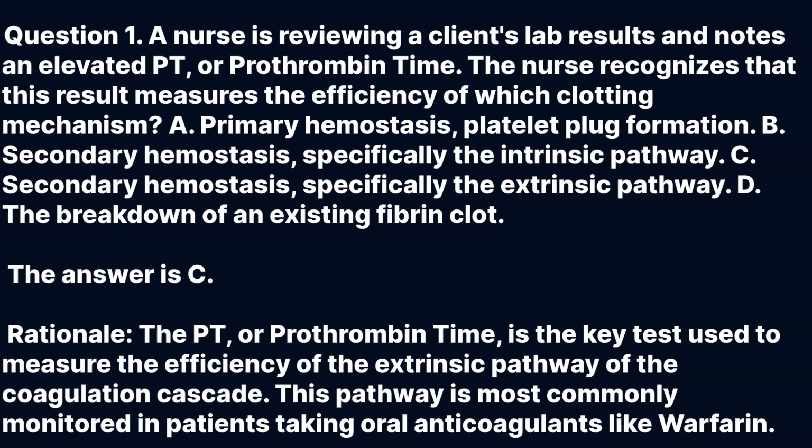A. Primary hemostasis, platelet plug formation. B. Secondary hemostasis, specifically the intrinsic pathway. C. Secondary hemostasis, specifically the extrinsic pathway. D. The breakdown of an existing fibrin clot. The answer is C. Rationale. The PT, or prothrombin time, is the key test used to measure the efficiency of the extrinsic pathway of the coagulation cascade. This pathway is most commonly monitored in patients taking oral anticoagulants like warfarin.